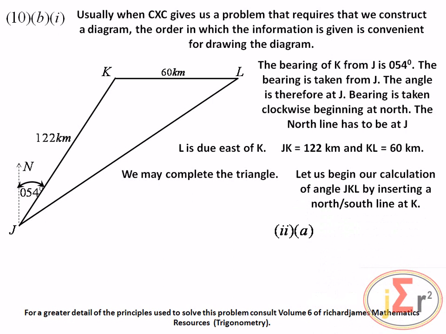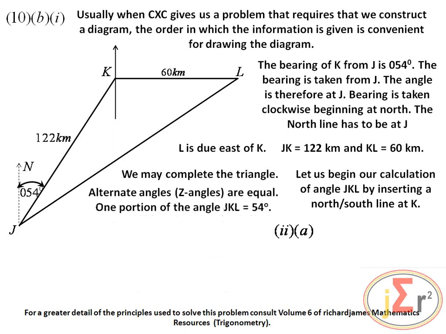So let's begin our calculation of the angle JKL by inserting a north line at K. So there we have it. The north-south line is at K. Alternate angles that we call Z angles are equal. One portion of the angle JKL is 54 degrees.